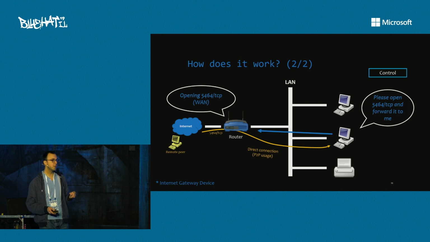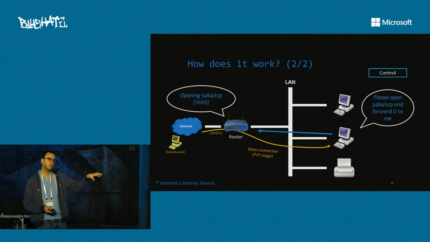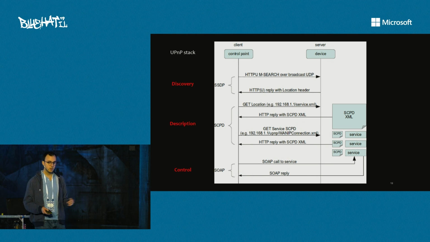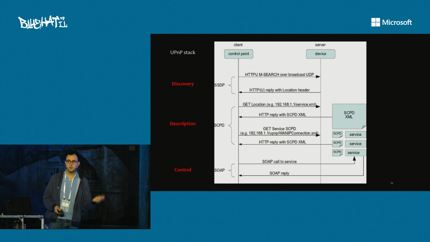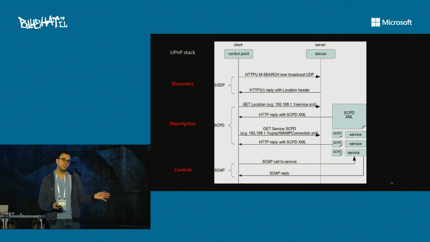And this happens in a few milliseconds, and you do not notice anything. But that is what UPnP can be useful for. And this is the more formal view of what is happening behind the scenes. So first SSDP over UDP, then SCPD over TCP, and finally the control part with SOAP. This is just here for reference.